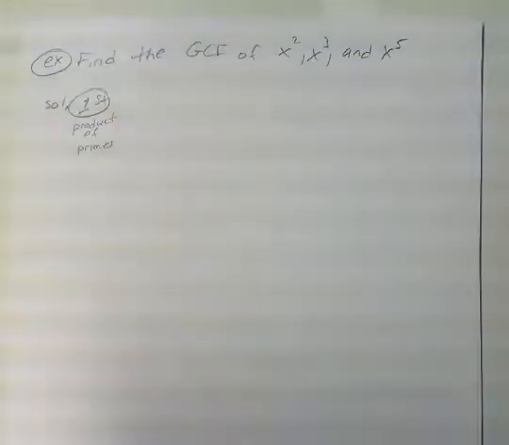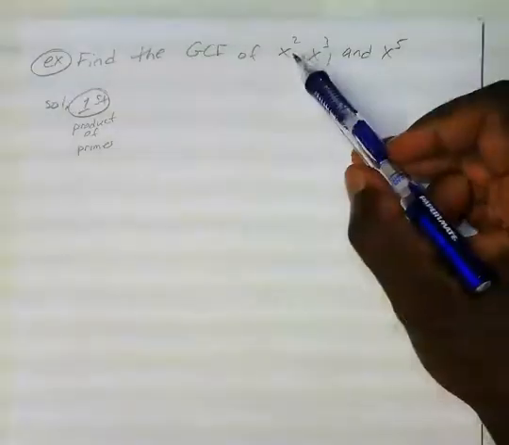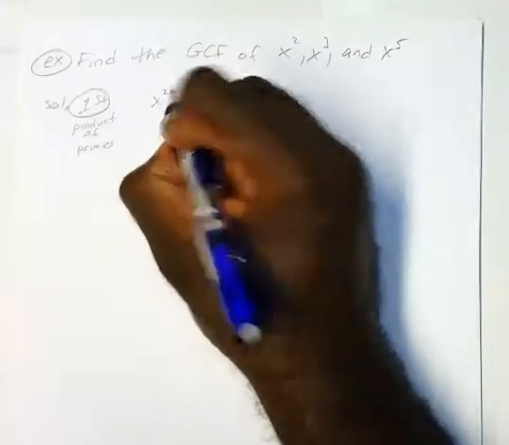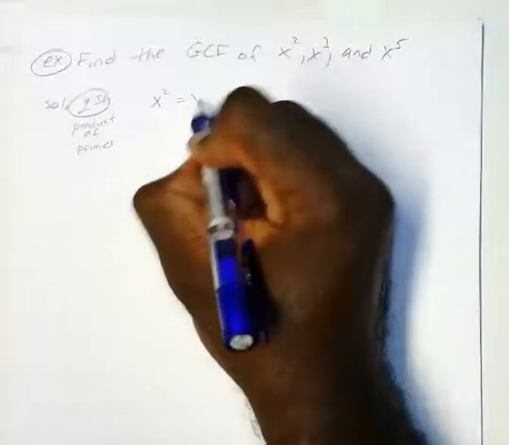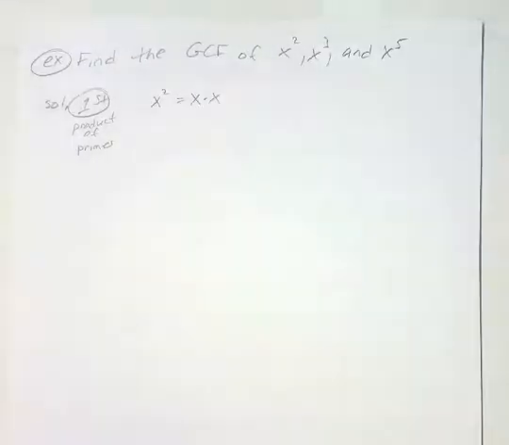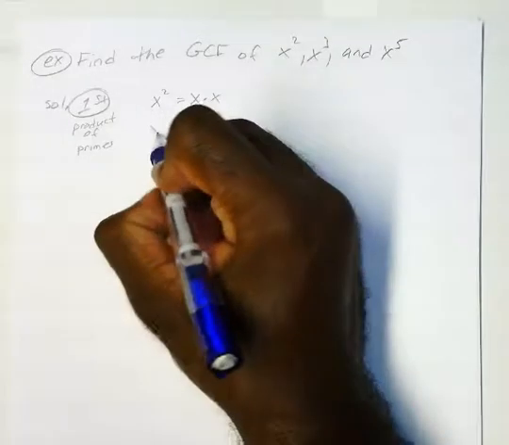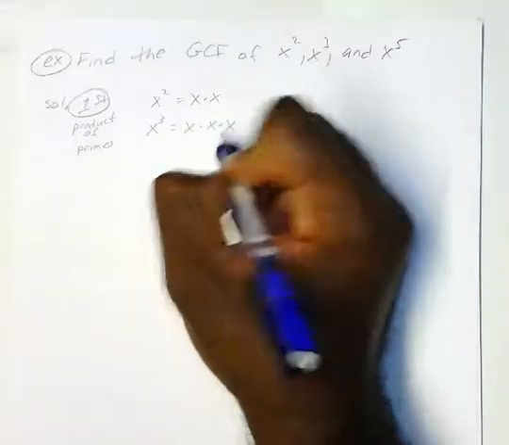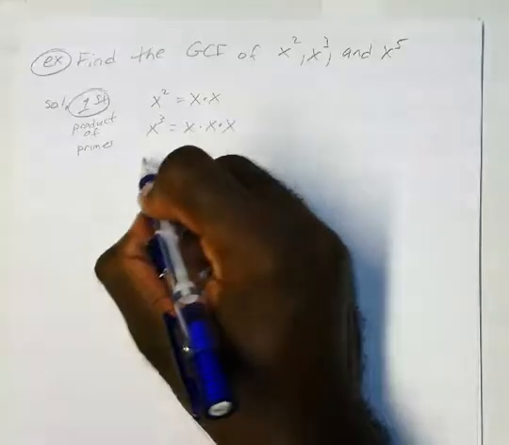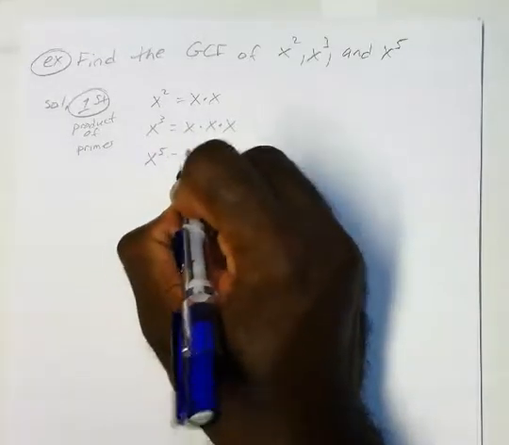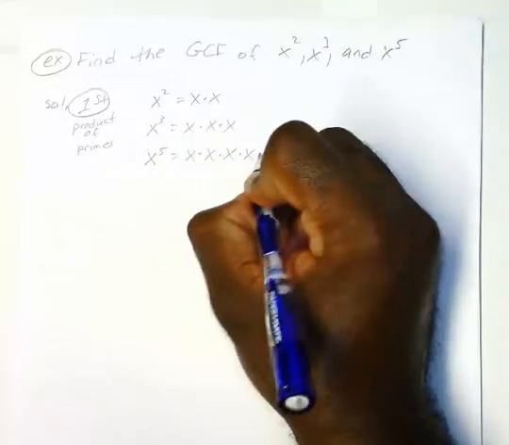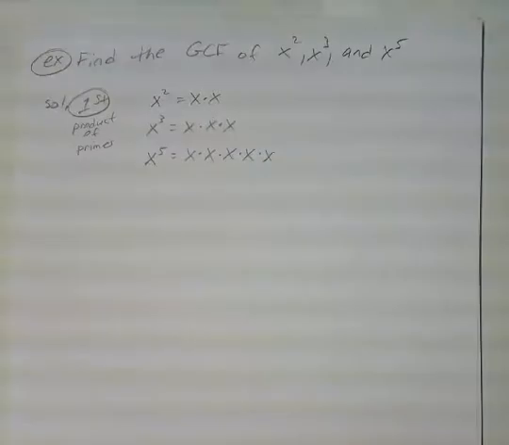Alright, so the product of primes with just variables is not that difficult. We don't need a factor tree. X squared is x times x. X to the third is x times x times x. And x to the fifth power is x times x times x times x times x.